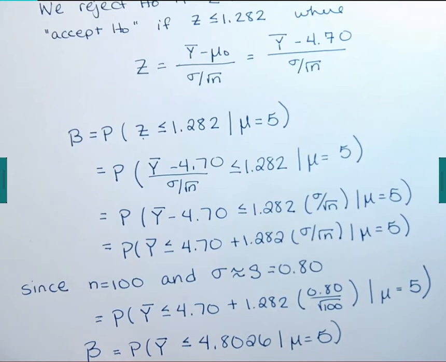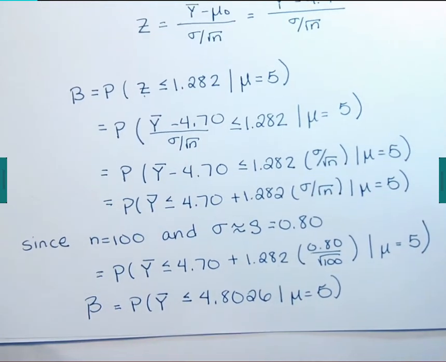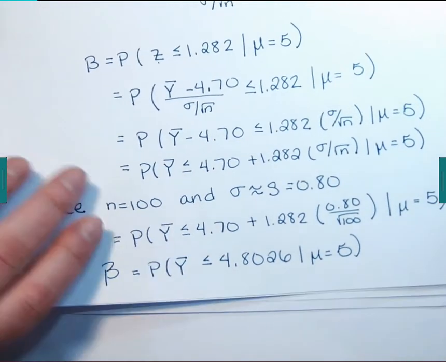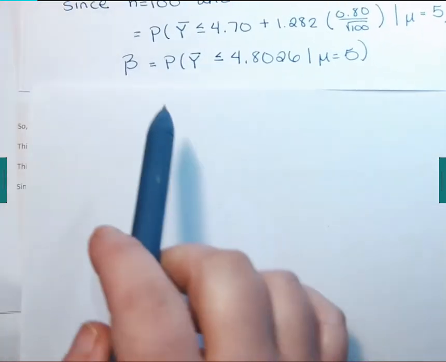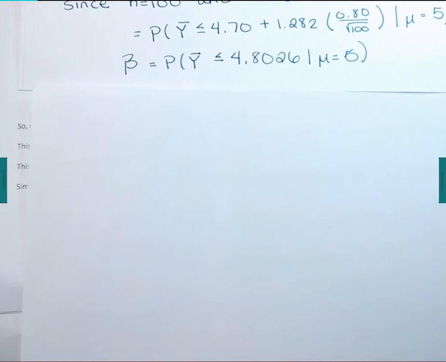All right, so I've run out of room on this page, so I'm actually just going to pull out a blank piece of paper to finish this one. So notice that we know that beta is equal to this probability. Also, we know the sampling distribution of y bar, so we can find this probability.